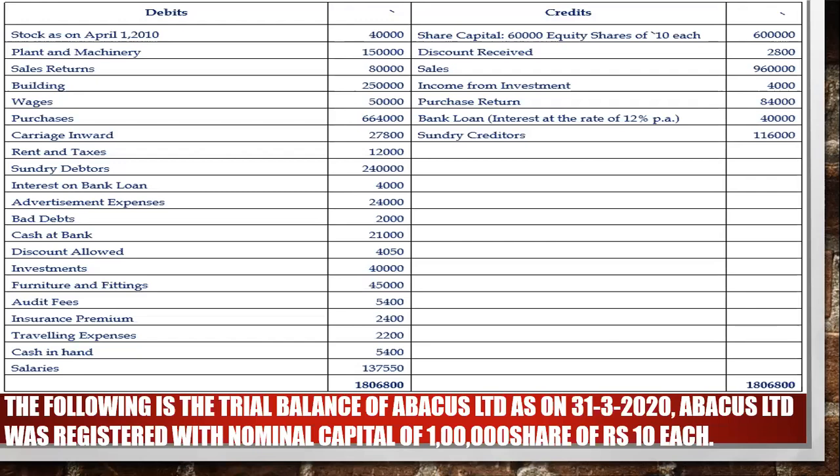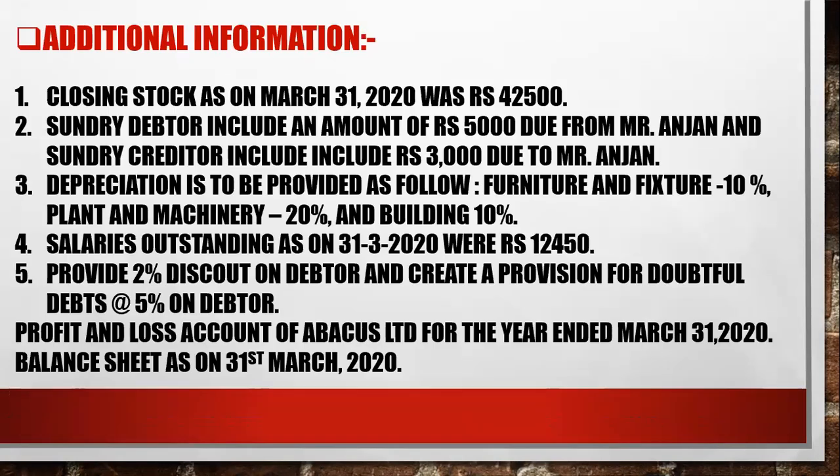Clear everyone? Okay. So here you have to give the second effect of the fourth adjustment. This is outstanding salary 12,450. So you have to give the second effect also. The first effect, what you have done, is you have added it in the salary account. But the second effect is that 12,450 is a liability, other current liability on the liability side of the balance sheet.